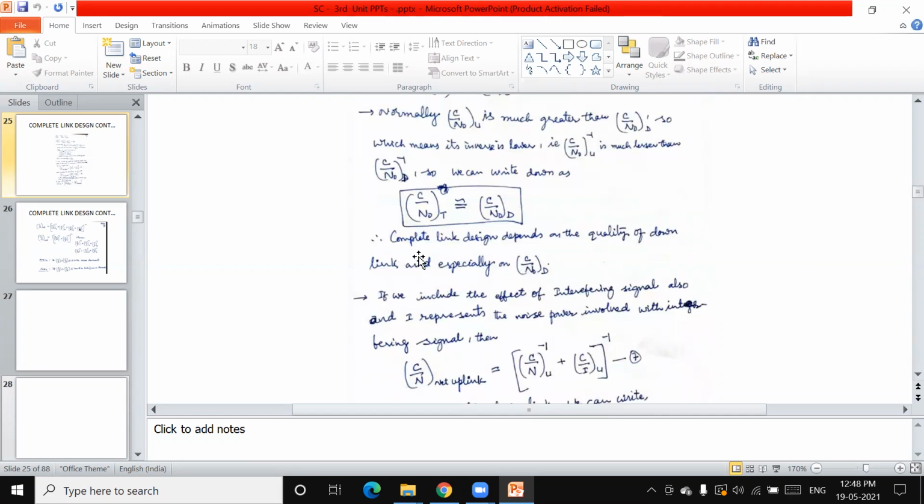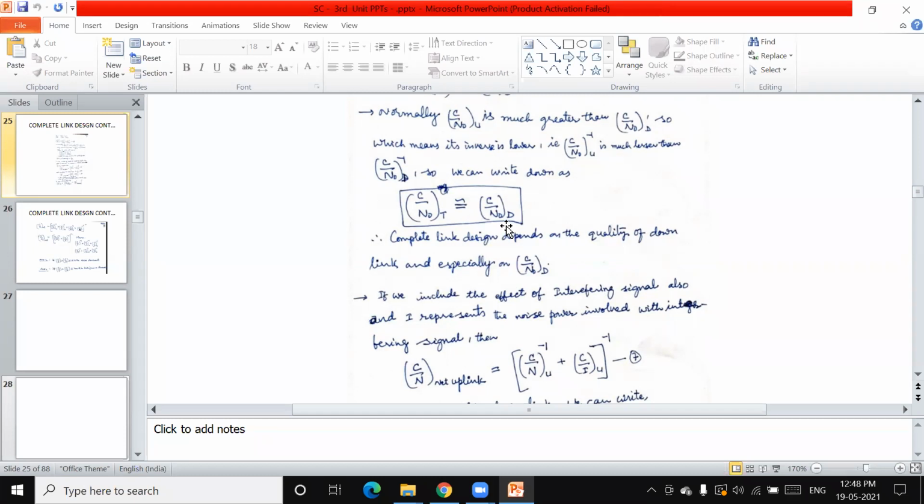So this is the complete equation. Please say, therefore, C by N naught T is approximately equal to C by N naught D. Therefore, the complete link design depends on the quality of the downlink, in the sense C by N naught D, the carrier to noise power spectral density of the downlink of the earth station, right?